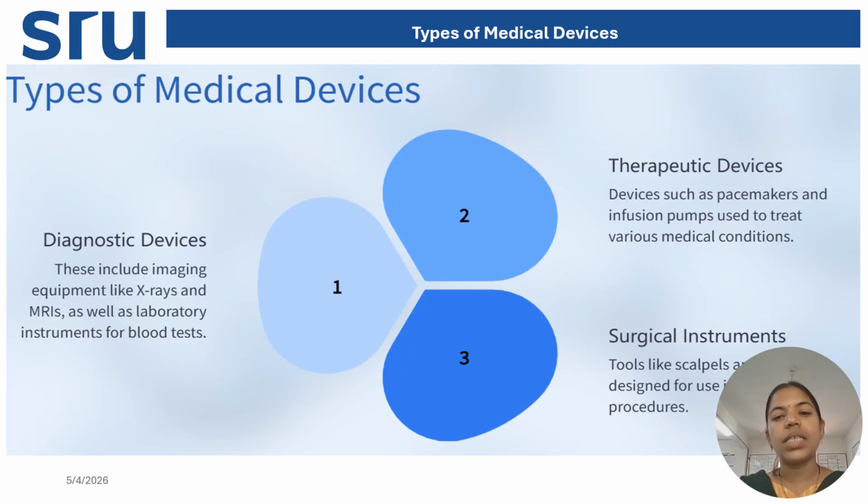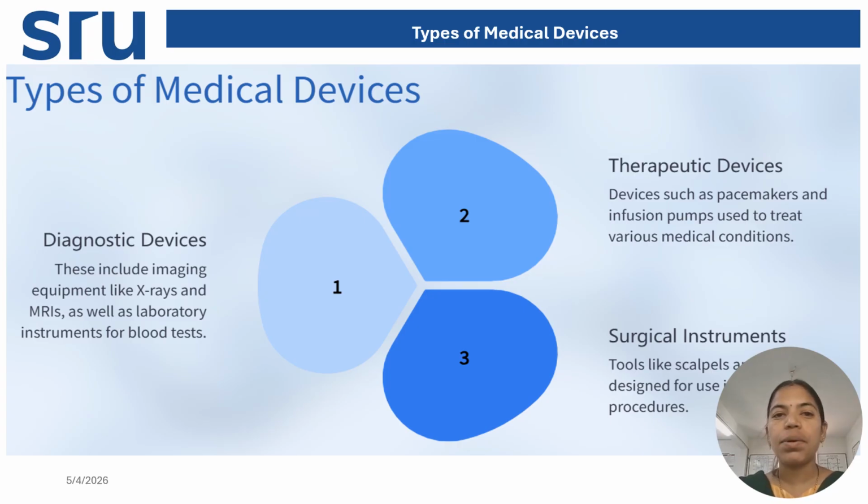Types of medical devices. There are three types of medical devices, broadly classified as follows. First one, diagnostic devices. These are used to identify the patient's condition. For example, X-rays, MRIs, as well as lab instruments and blood tests come under the diagnostic devices.